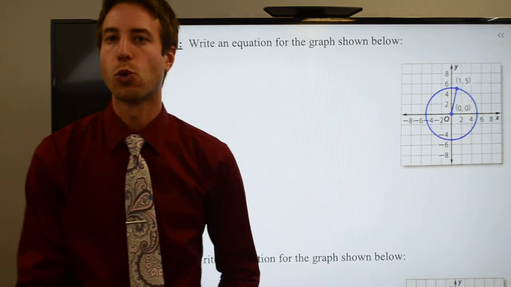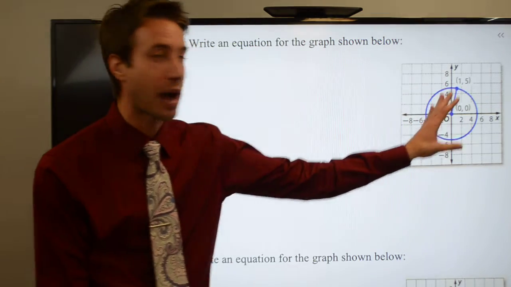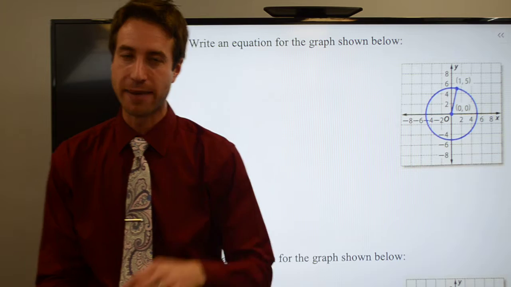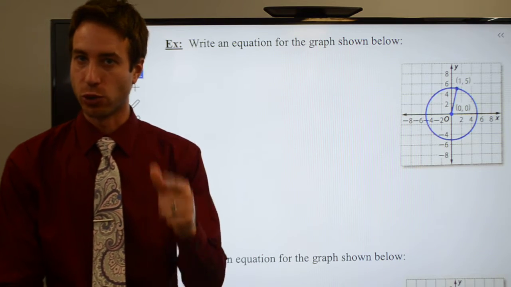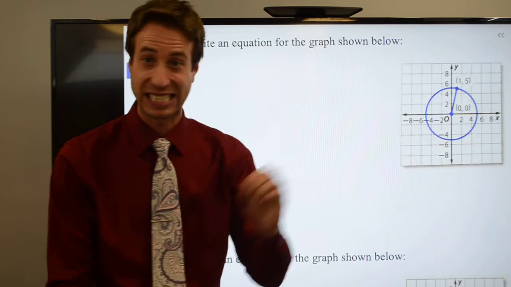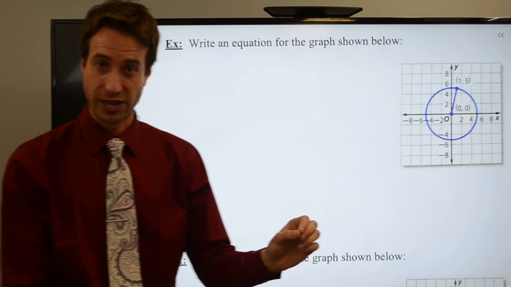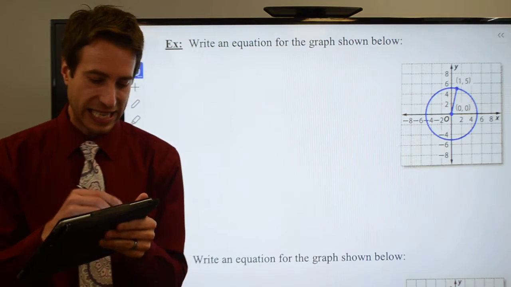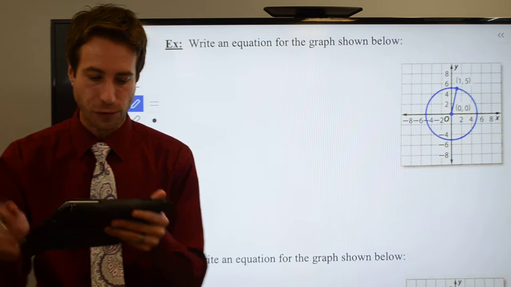Again, what we're doing is we're working on problems where I give you the graph of a circle and I ask you to write the equation for the graph. Again, the first thing you should do visually when you look at these problems is immediately check to see, is it centered at the origin or is it centered at (h, k)? This one is centered at the origin, which makes this one really easy. Just copy it right off the formula sheet.